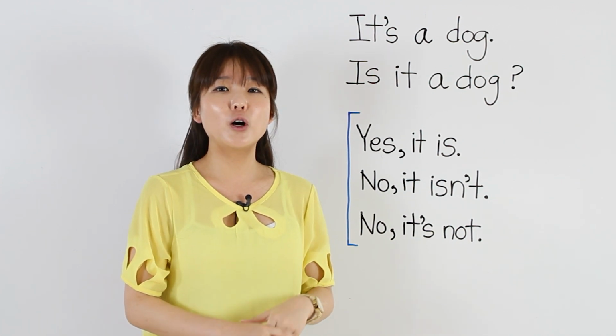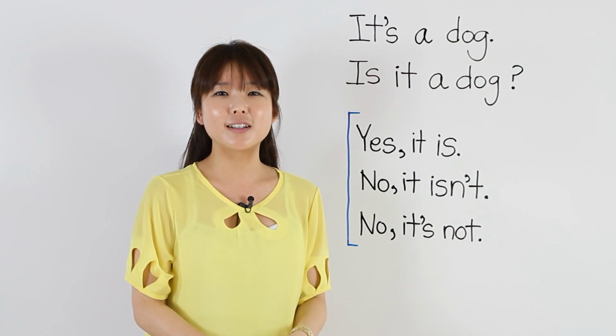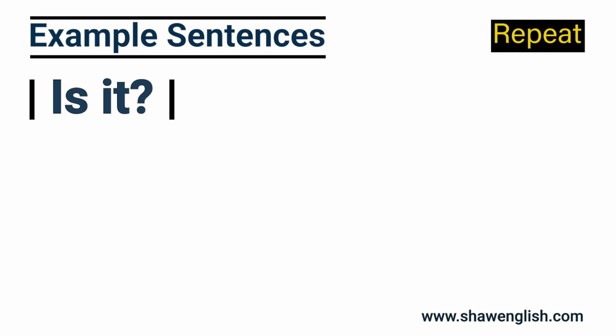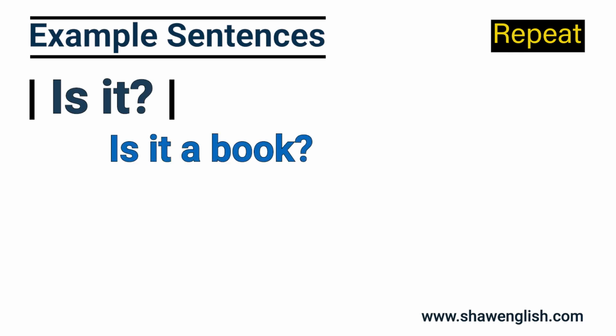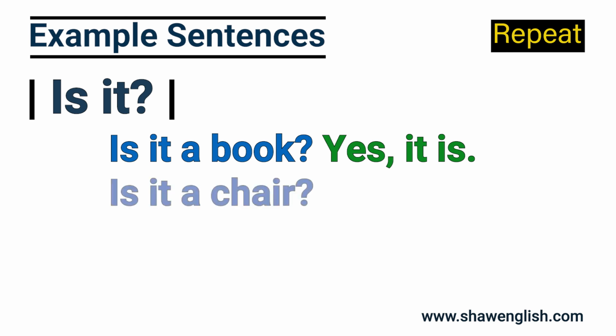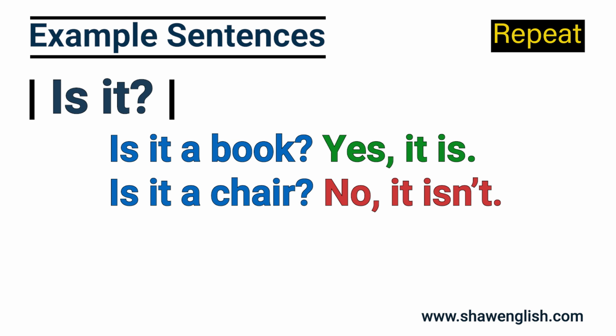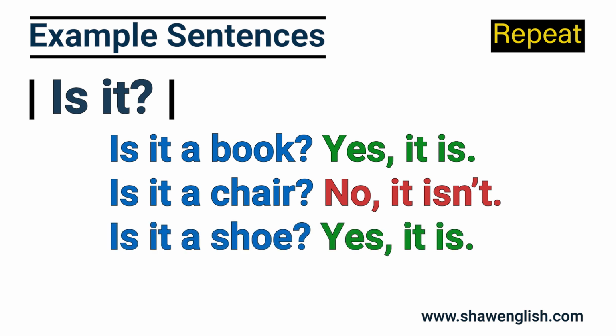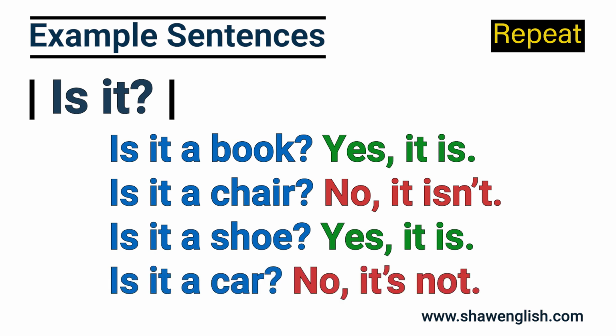Okay, we're going to look at some more examples. Please make sure you follow and repeat after each one. Is it? Is it a book? Yes, it is. Is it a chair? No, it isn't. Is it a shoe? Yes, it is. Is it a car? No, it's not.